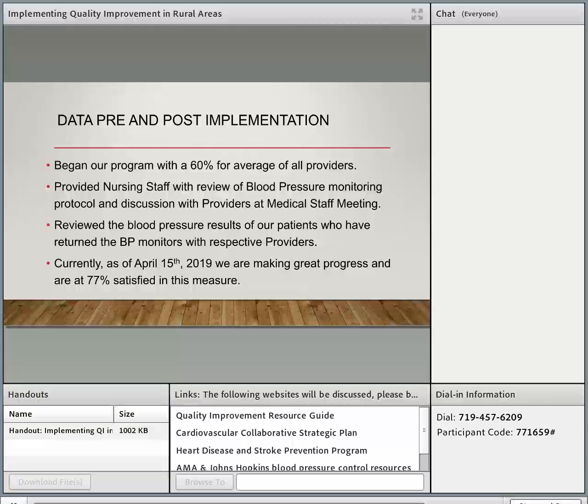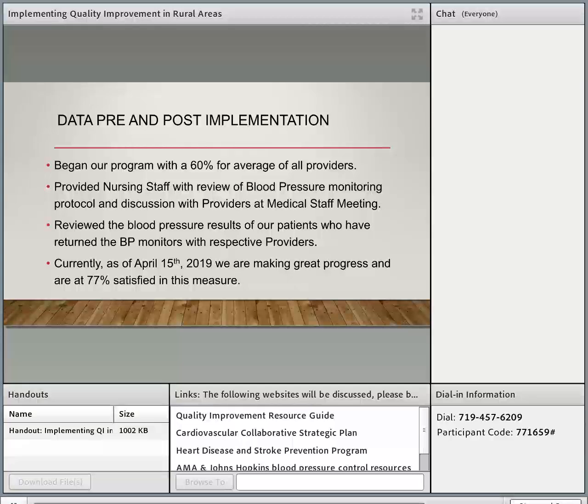We provided the nursing staff with an overview of blood pressure monitoring protocols and had those same discussions with providers at medical staff meetings. We reviewed the blood pressure results for the patients who have returned those blood pressure monitors with their respective providers. We did this at a staff meeting along with individually with the providers. Those are scanned in and kept as a permanent part of that patient's record.